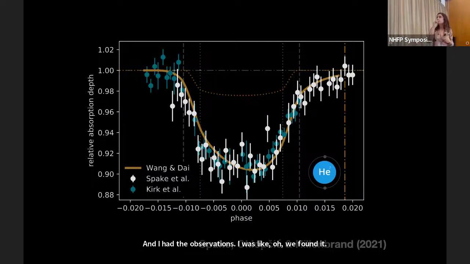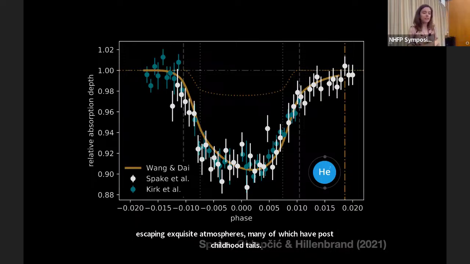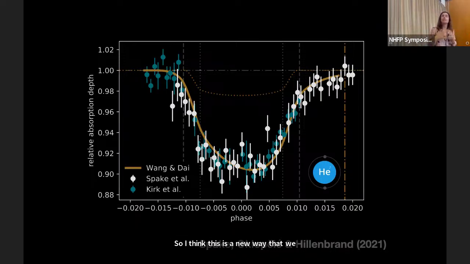But anyway, since we made this detection, we found I think 13 or 14 observations of helium in escaping exoplanet atmospheres, many of which have post-transit tails. So I think this is a new way that we can I'm very excited about what we can do with these helium observations. However, a lot of the models that we have in an attempt to predict the actual mass loss rates from these exoplanets have struggled.